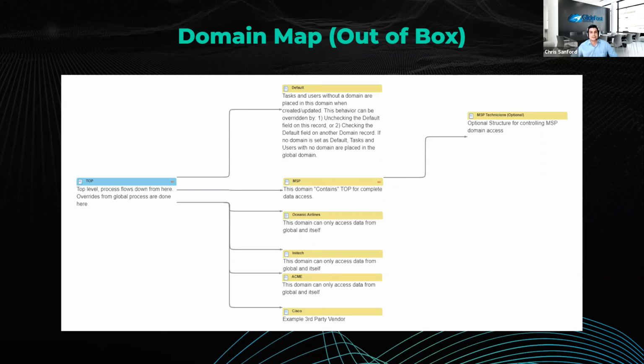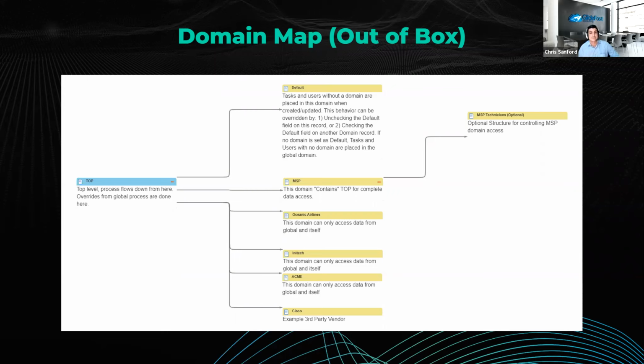So this means if you have data that is in the MSP domain, for example, with this domain map, then any user in the top domain, because it's a parent domain, are also going to have access to that data. But users in a lower domain, like MSP technicians in this example, are not going to have access to that data. With processes, it would be the other way around. So a process defined at the MSP level is going to apply to users in the MSP domain, as well as users in the MSP technicians domain, but would not apply to any of the sibling domains here or any of the users that are in the top domain.